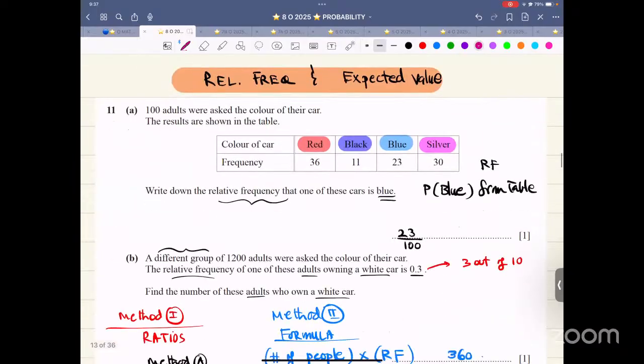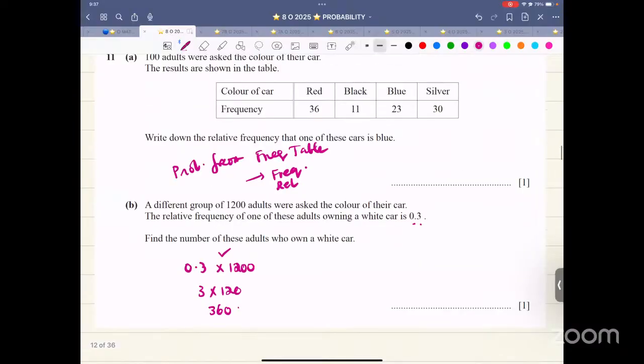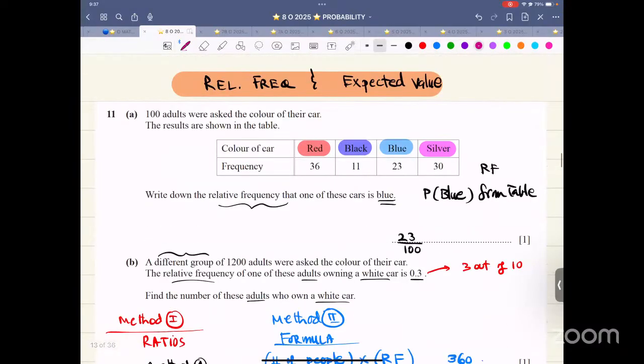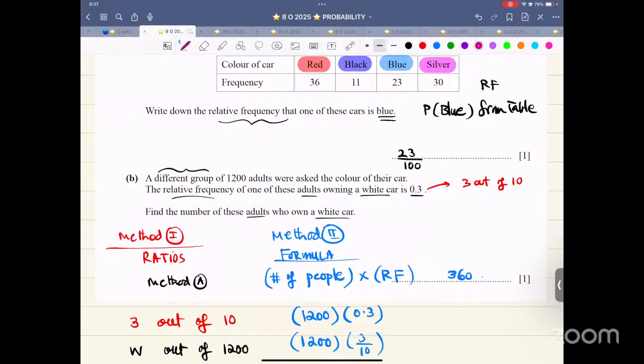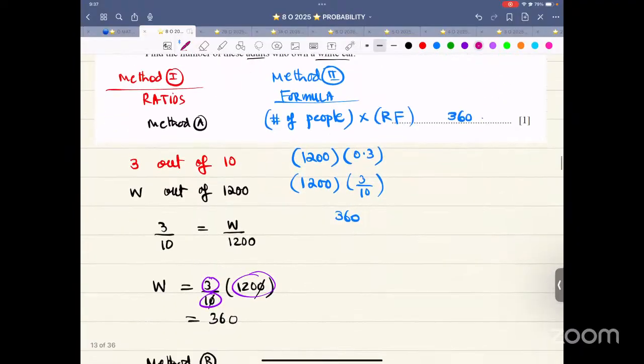Double check. From over here, what they're asking for is blue. Blue is 23, so 23 divided by 100. I accidentally picked out 11. So this is 23 over 100. Now over here, 1200 into 0.3, that's 360.